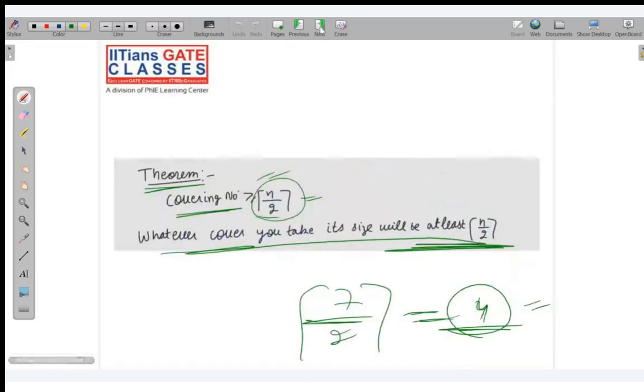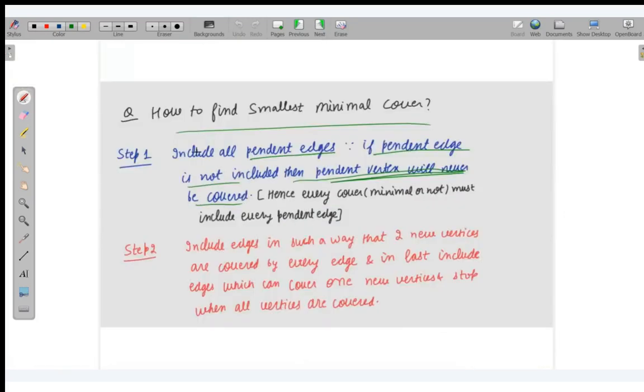So degree 1. Step 1 was to include all the pendant edges, because if a pendant edge is not included, then the pendant vertex will never be covered. Hence every cover, minimal or not, must include every pendant edge. Whether it is a minimal cover or not a minimal cover, it hardly matters. We have to include every pendant edge.